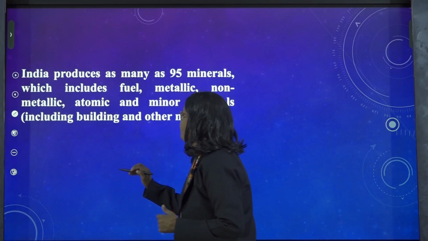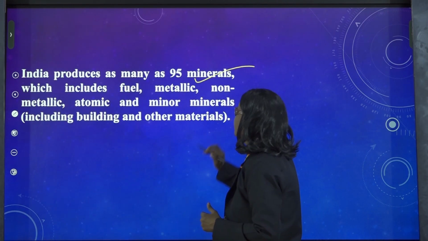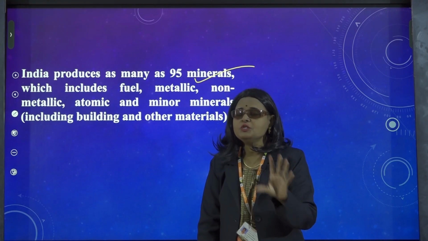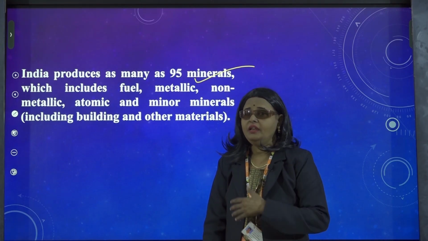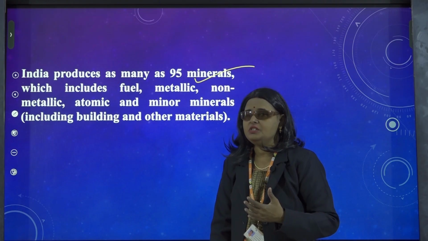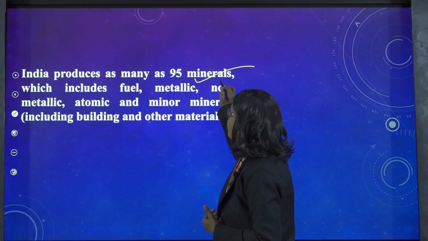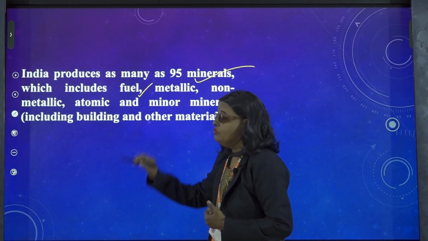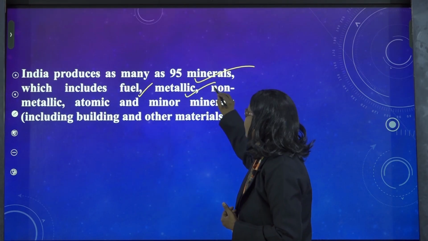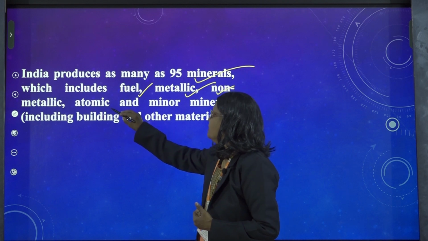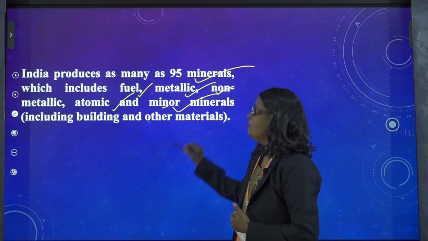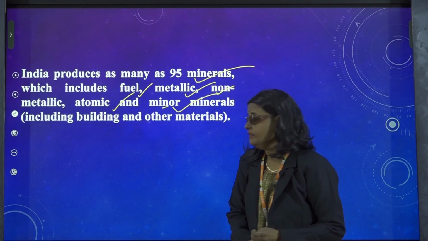Now, India produces as many as 95 minerals. You write approximately, don't write that it produces exactly 95 minerals. You write India produces as many as 95 minerals, including fuel, metallic, non-metallic, atomic and minor minerals. Clear?